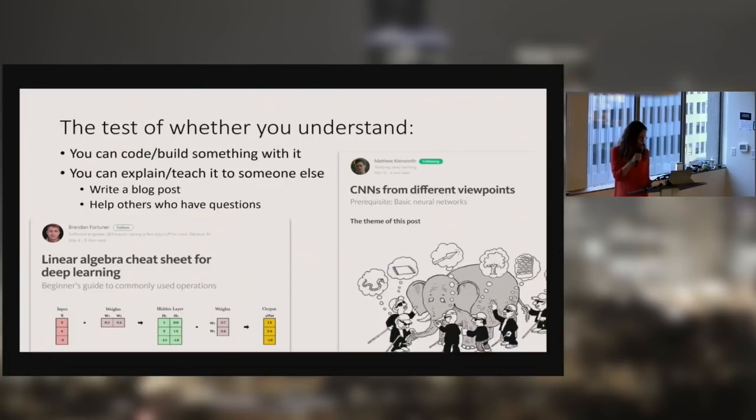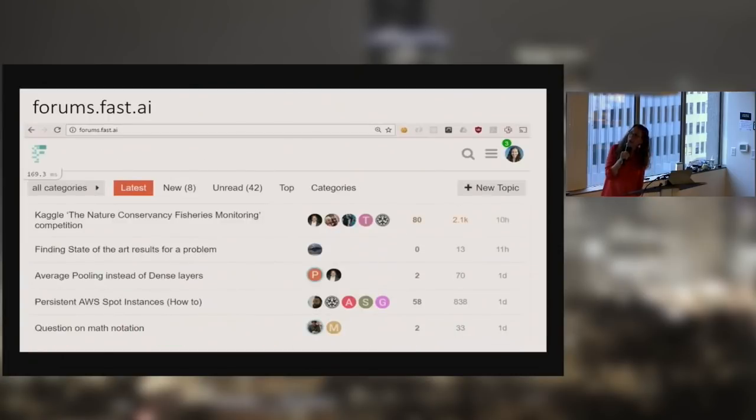And so 2 places you can do that are on our forums, which are forums.fast.ai. And there are always interesting discussions happening related to deep learning. So here, people are talking about the Kaggle fisheries competition, about average pooling instead of dense layers, or how to use persistent AWS spot instances. So definitely, check them out. Another place that you can ask or answer questions is the Learn Machine Learning subreddit, which is different than the machine learning subreddit.